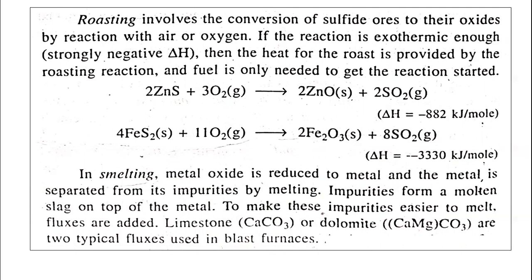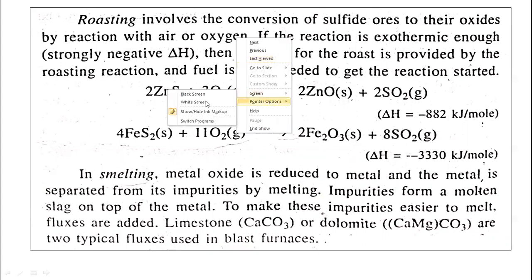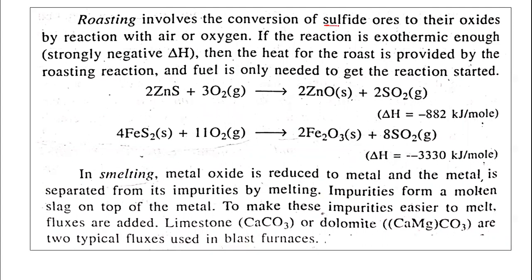After calcination, roasting is also one of the ways of extraction of metal from its ore. So roasting involves the conversion of sulfide ores. Sulfide ores can be converted to their oxide ores, by reaction with air or oxygen.